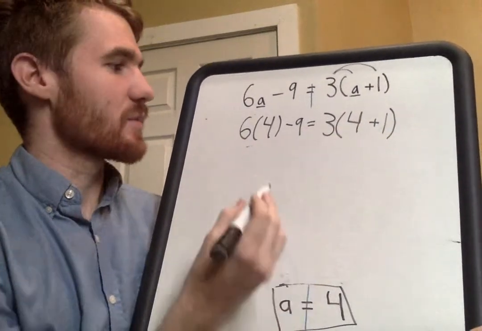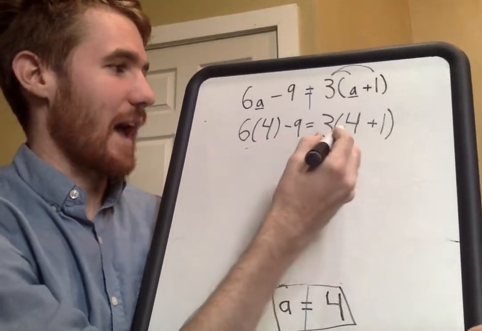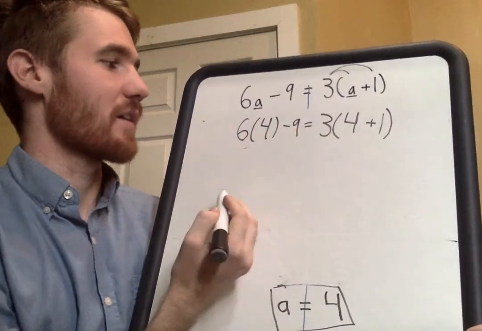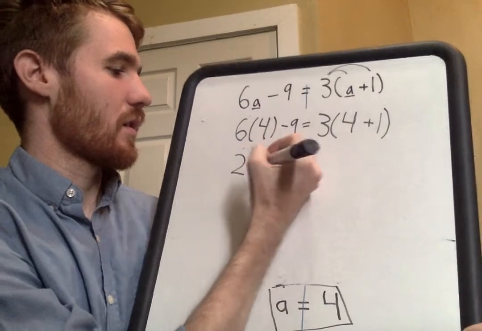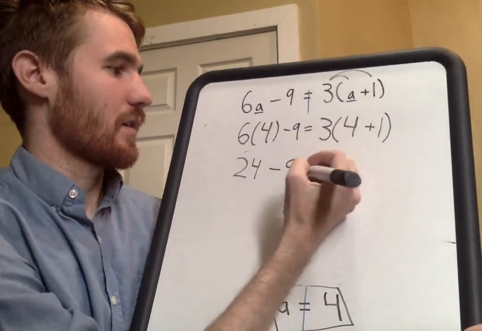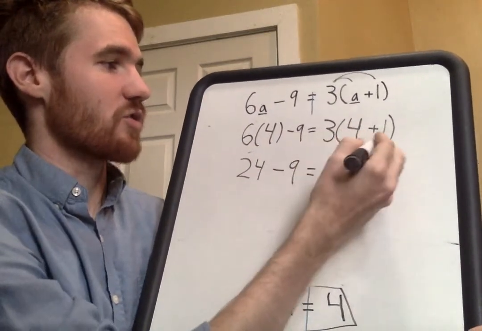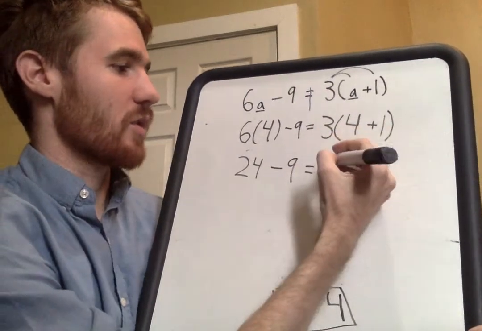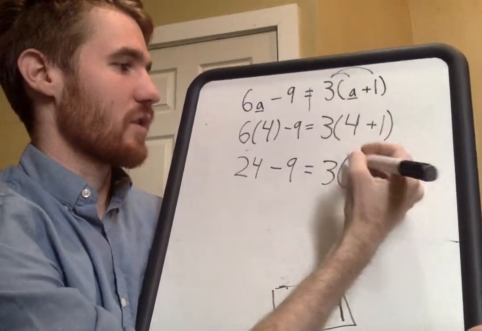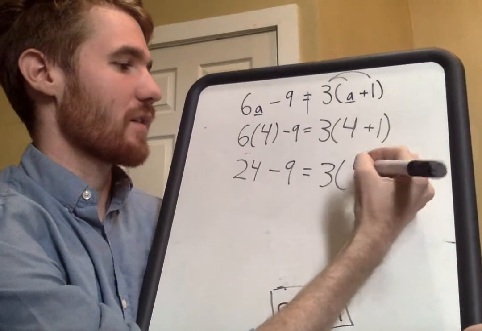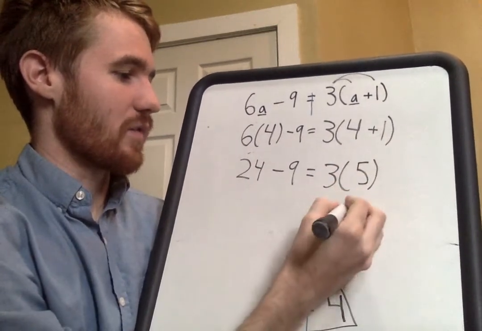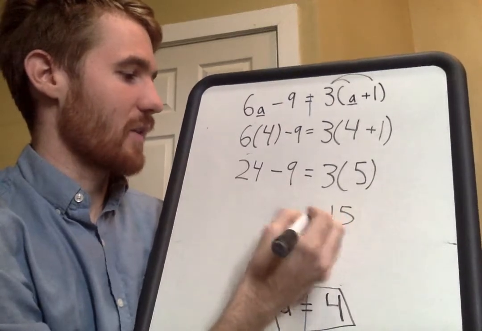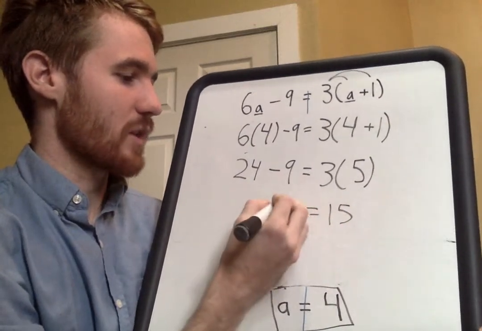So now we need to just make sure that this is equal to this after we put the 4 in for the a. So we'll do 6 times 4, that is 24, minus 9. Here, we're going to do the group first, the parentheses. So 3 times (4 plus 1), which is 5. We'll do that multiplication. That is equal to 15. On this side, we have 24 minus 9, which is also equal to 15.